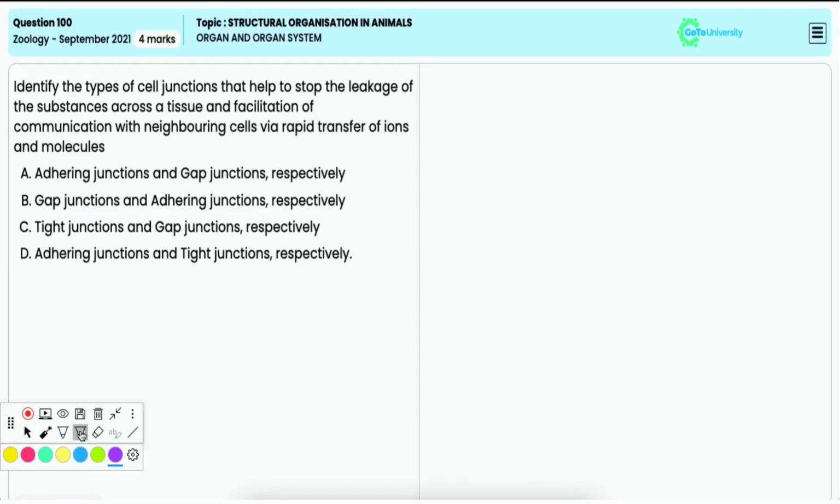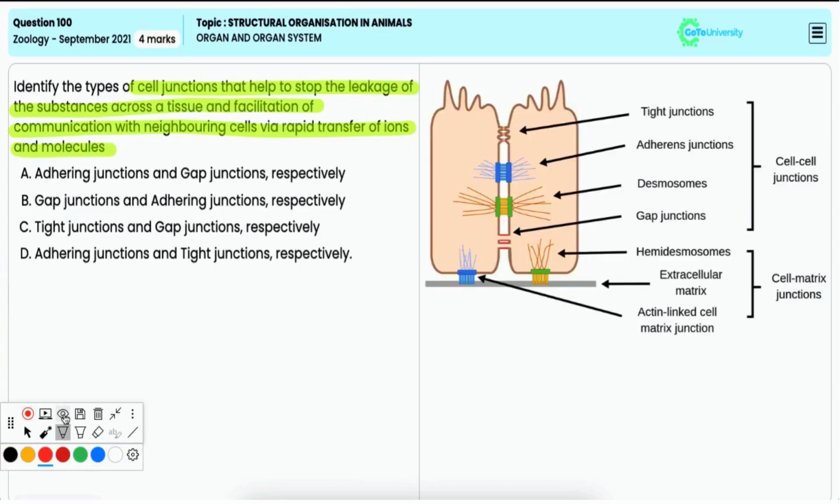In this question, you have to identify the types of cell junctions that help to stop the leakage of substances across a tissue and help in communication with neighboring cells via rapid transfer of ions and molecules. Now, tissues contain three types of junctions.